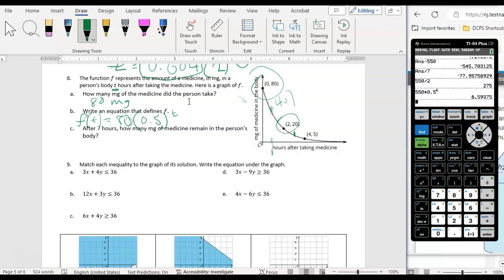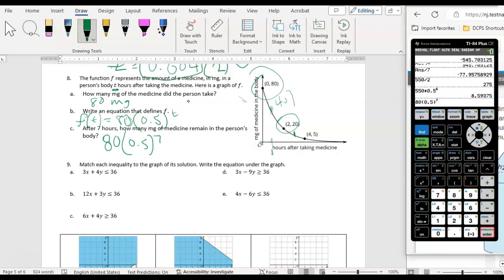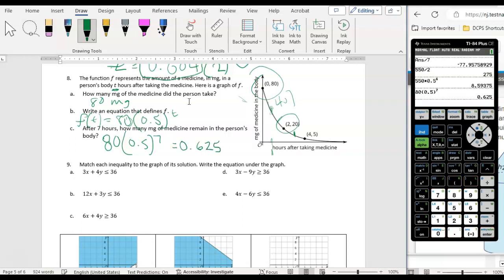After 7 hours, how many milligrams of medicine remain in the person's body? So we would plug in 80 times 0.5 to the power of 7. So let's go ahead and do that. And we get 0.625. So very small amount by the time we get over here at about 7 hours.